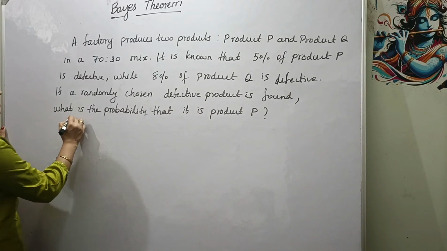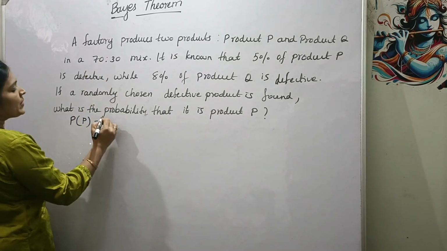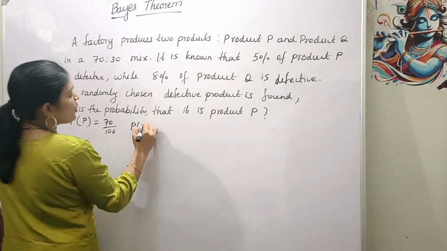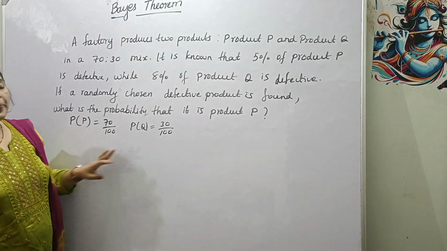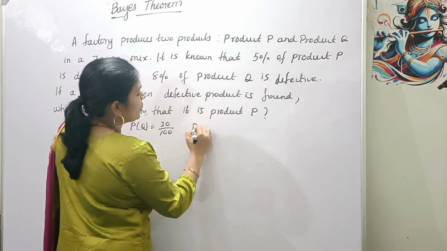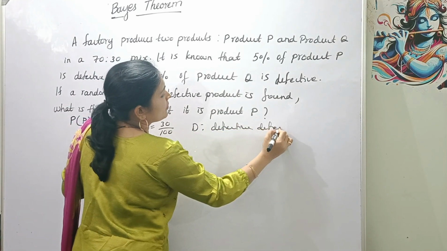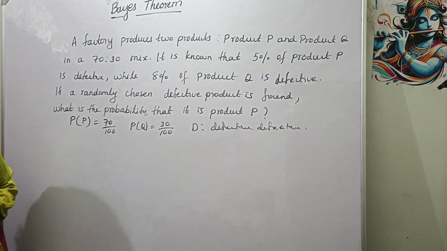So first of all let's write the probability of P. Probability of product P is 70 out of 100. And probability of Q is equal to 30 out of 100. Then let D denote a defective product. D is the event defective products.